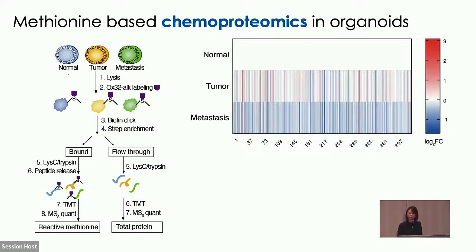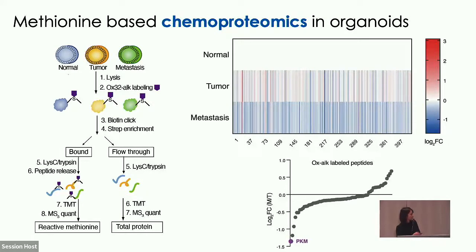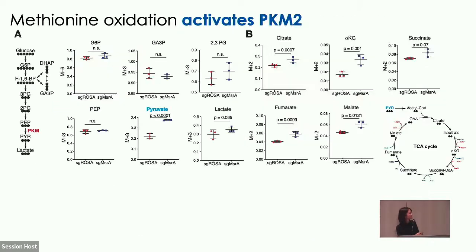How do we go about establishing function? We decided to take a reductionist approach, and we asked, if we rank these peptides based on strength of oxidation, what do we see? And this was the result. We found that in the metastatic setting, the most strongly oxidized peptide maps to a protein called pyruvate kinase PKM. PKM perhaps does not need much introduction. It is a very important glycolytic enzyme that catalyzes the conversion of phosphoenolpyruvate to pyruvate.